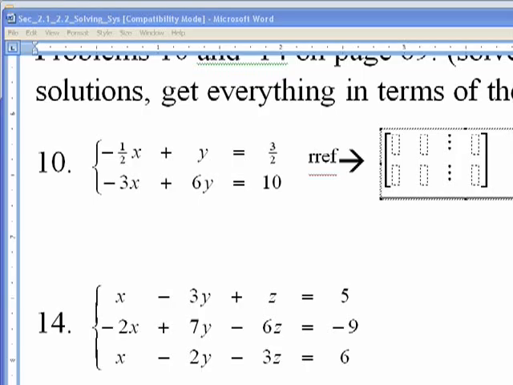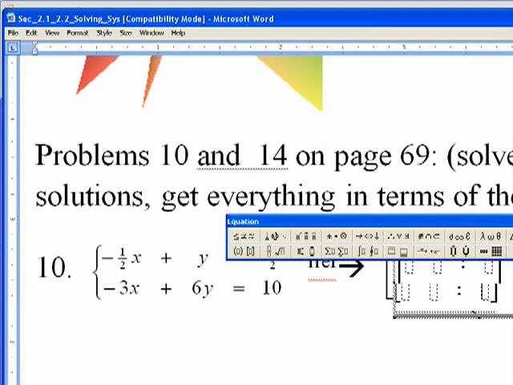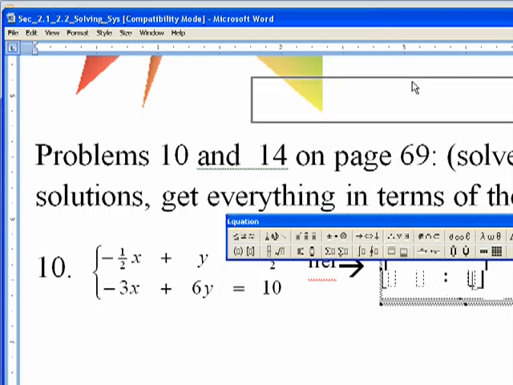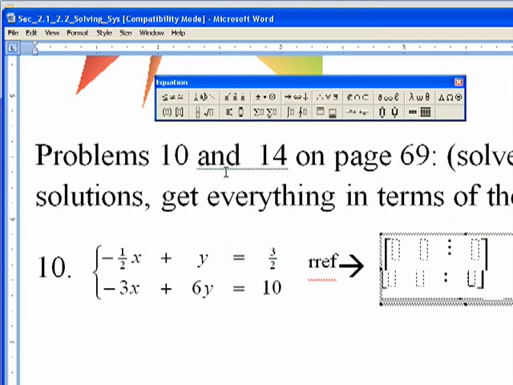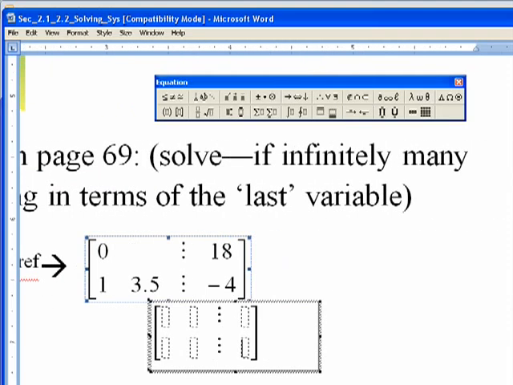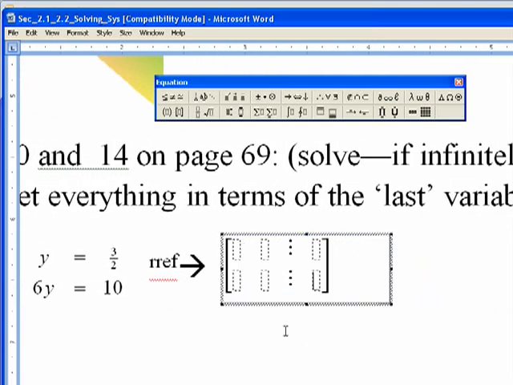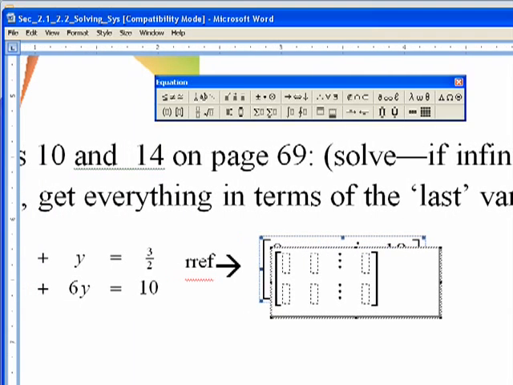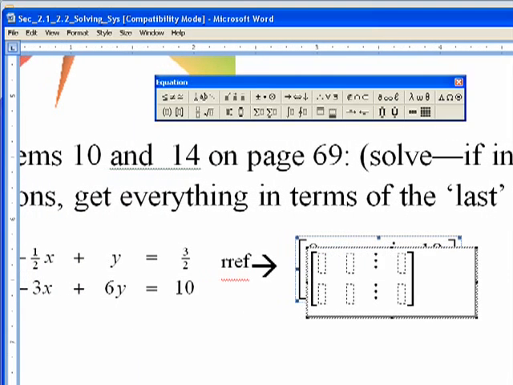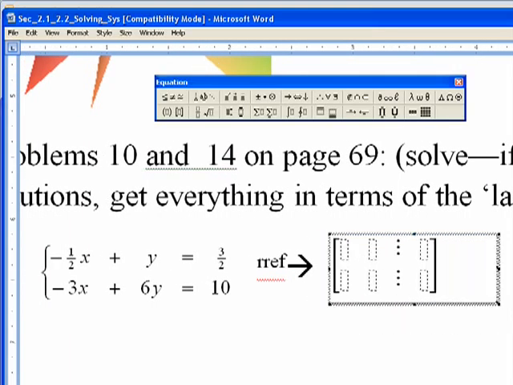Okay, so I didn't realize that the lecture video cut off before I actually finished this problem. I did the one with pivoting, but I forgot to finish these last two problems. These are the last two problems from the 2.1, 2.2 handout. And it says, if there are infinitely many solutions, get everything in terms of the last variable. And so here I'll start with number 10, and I don't have access to a classroom, so that's why I'm doing this on my computer.